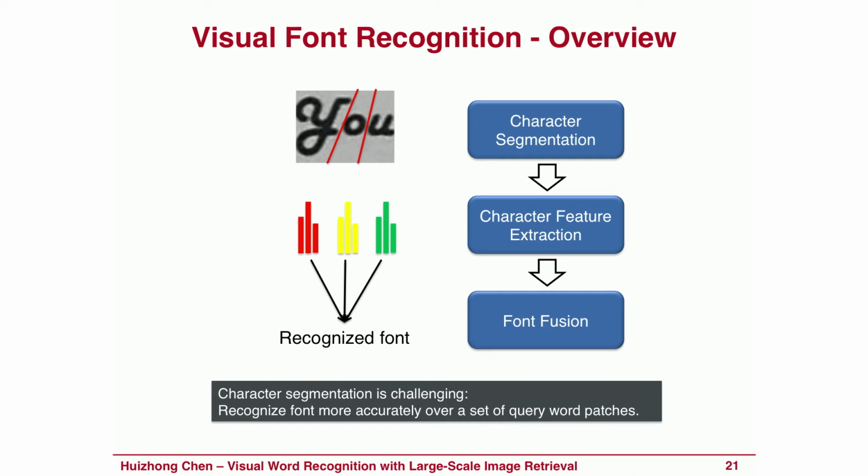It is worth mentioning that, as we described earlier, character segmentation is a challenging task. Fortunately, document text usually has font consistency. For example, the same font may be used over a text line, a paragraph, or even throughout the whole document. Therefore, instead of recognizing font on every word patch, we make a joint font prediction over a set of query words. We now discuss the 3 steps of visual font recognition in more detail.